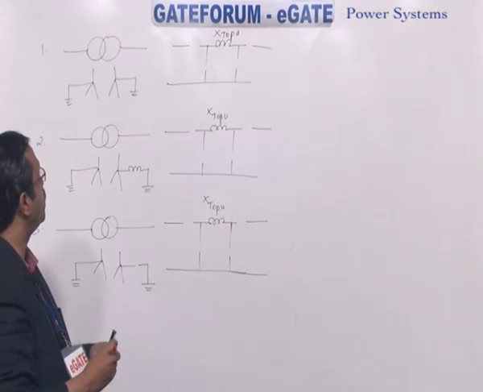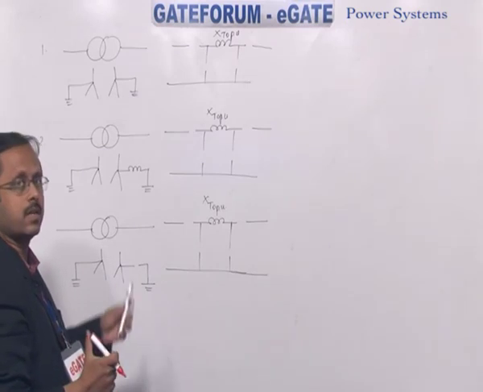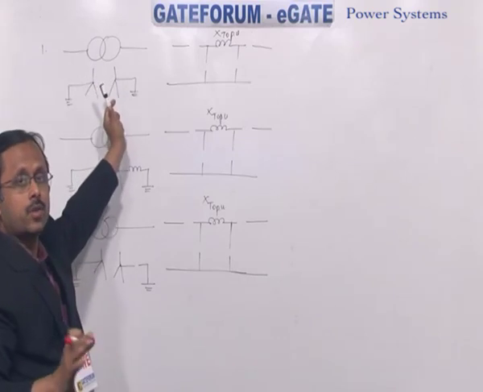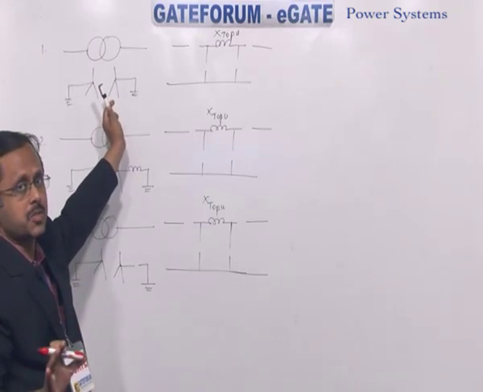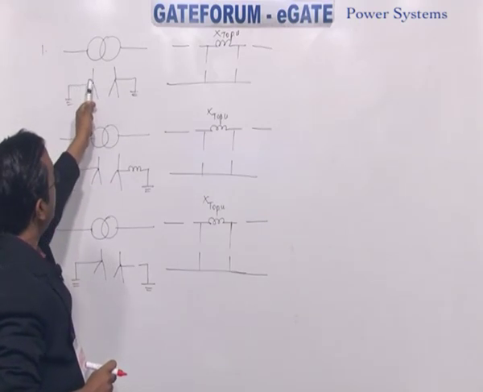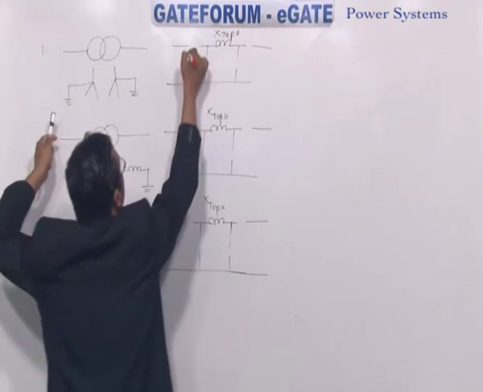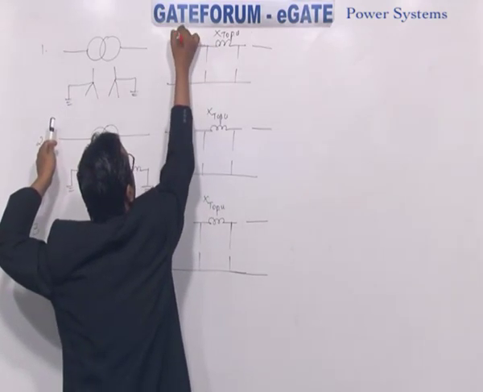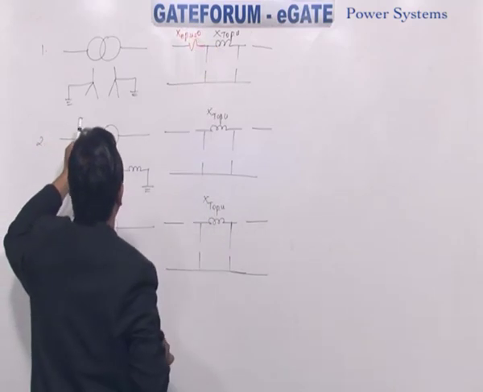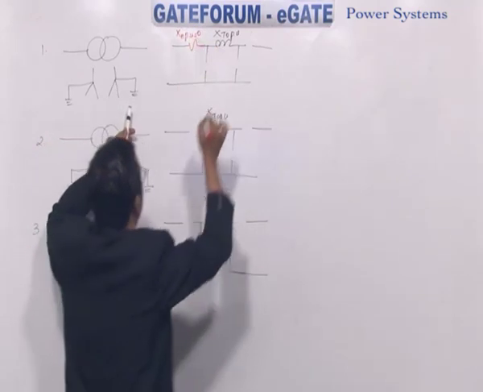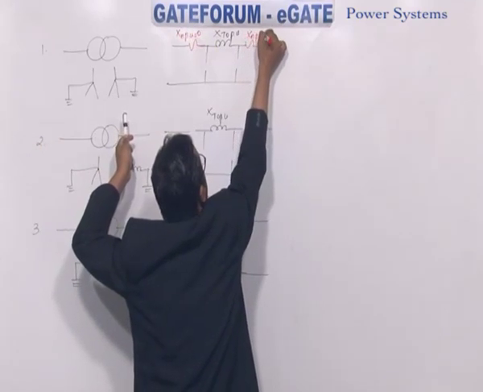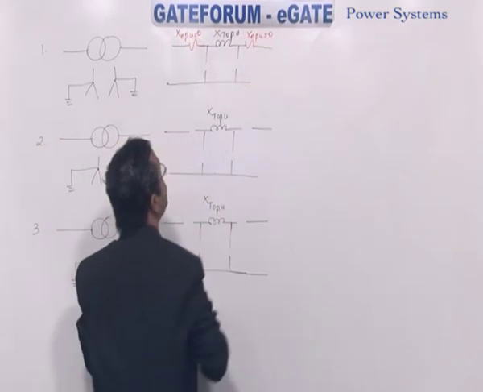Now observe, both windings are connected in star. So we operate only series switches, please. Now solid grounded. For solid grounded, close the series switch by means of a fuse, or Xn per unit is 0. Secondary also solid grounded. So close the series switch with a fuse, or say Xn per unit is 0.